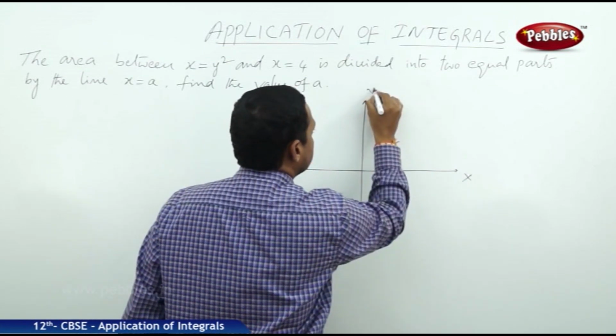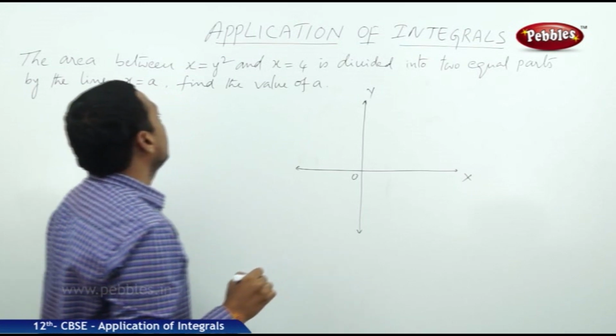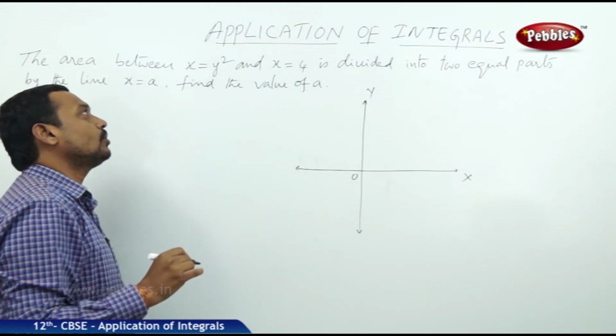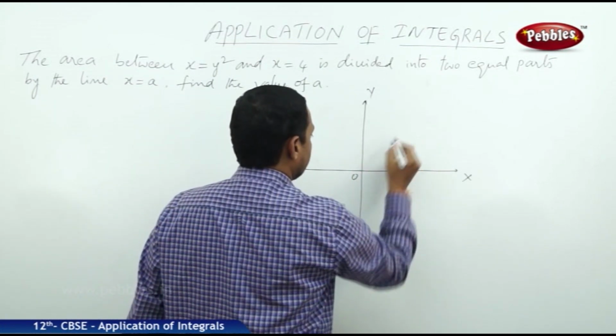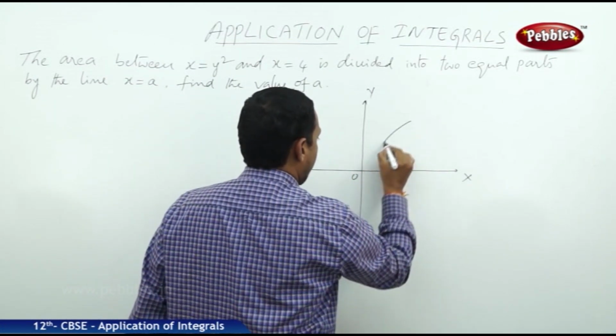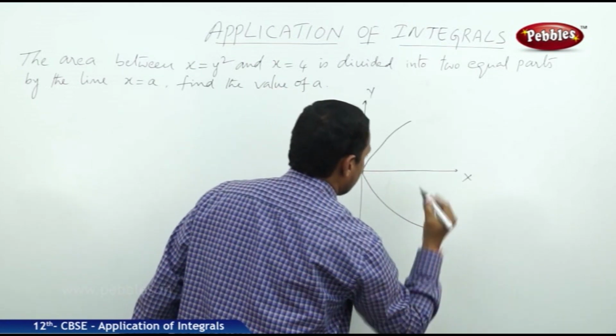X axis, y axis, origin. Now x is equal to y square, or y square is equal to x. It represents a parabola symmetric about the x axis. Now like this.